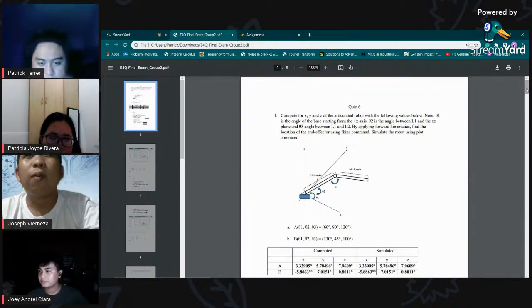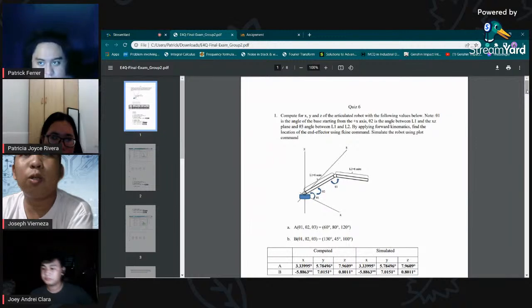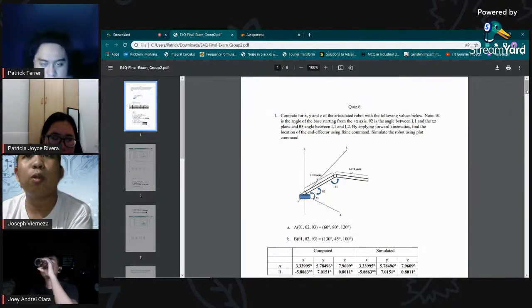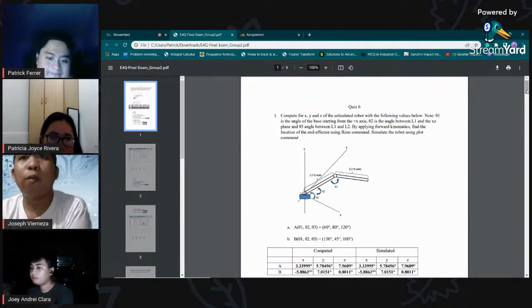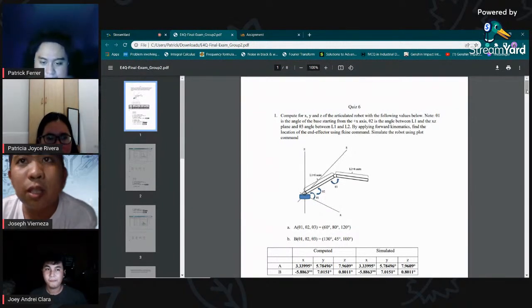kinematics, find the location of the end effector using the fkine command. Simulate the robot using the plot command. And here is the group of data that we use to find the needed values. First, for A, is 60 degrees, 80 degrees, and 120 degrees. And for B is 130 degrees, 45 degrees, and 100 degrees.